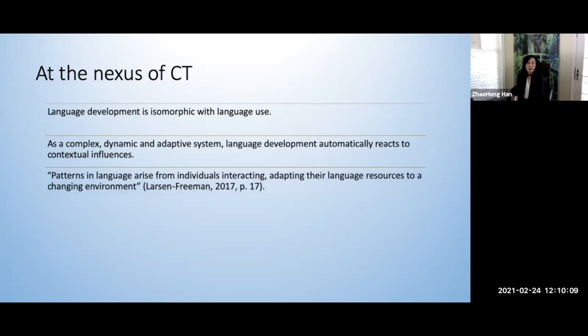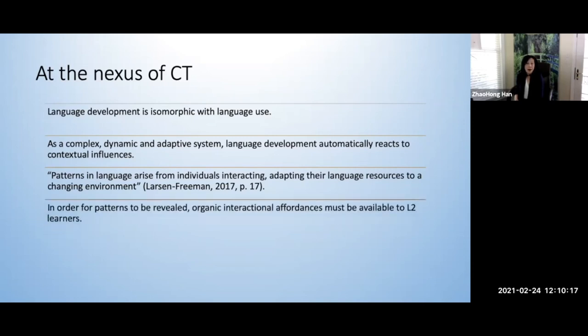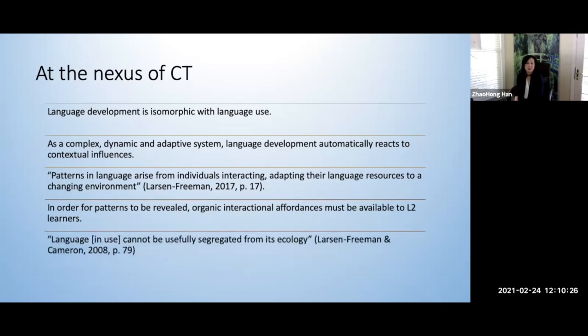Patterns in language arise from individuals interacting, adapting their language resources to a changing environment. In order for patterns to be revealed, organic interactional affordances must be available to L2 learners. Language in use cannot be usefully segregated from its ecology.